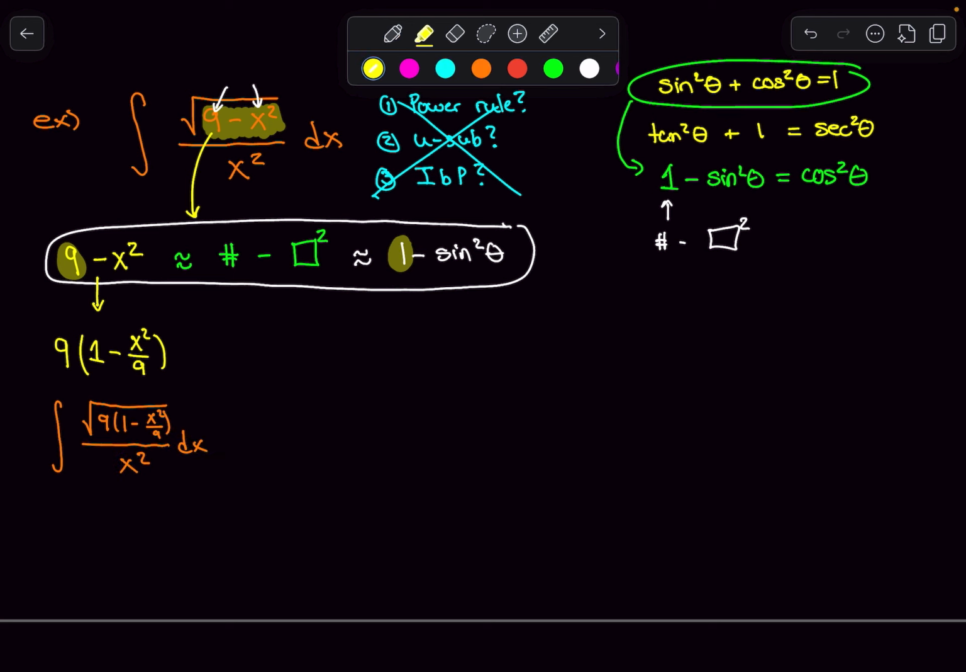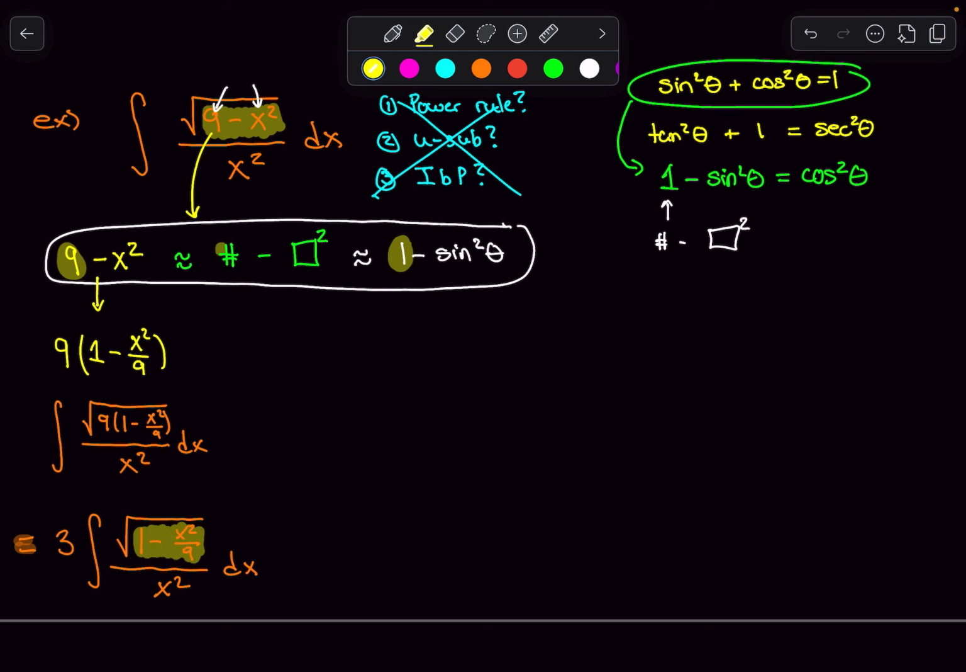You're like, Dylan, this doesn't look any better. Well, okay, sure. But at least I have the square root of 9, and the square root of 9 is just 3, so I can, at the very least, turn this integral into 3 times the integral of the square root of 1 minus x squared over 9, divided by x squared dx. And again, rightfully so, you might say this looks absolutely terrible, but let's focus back in on this bit that's inside the square root.